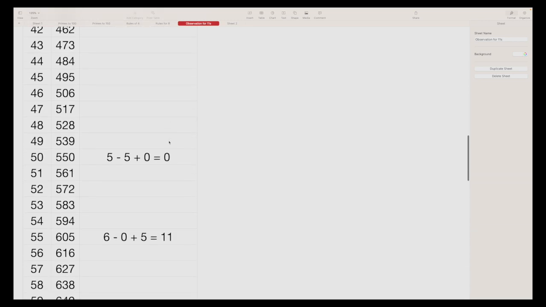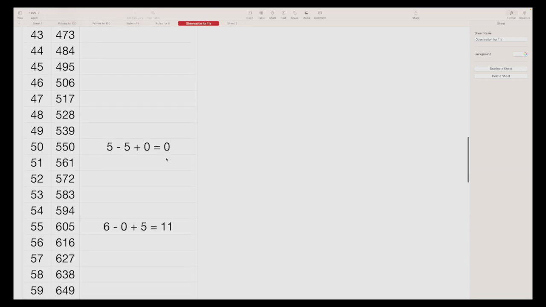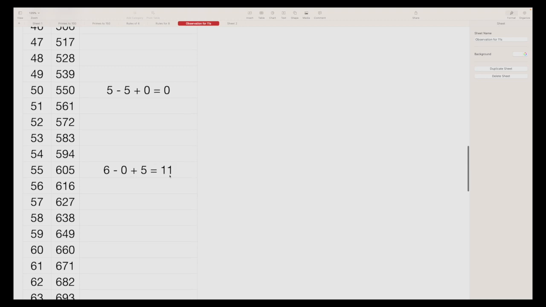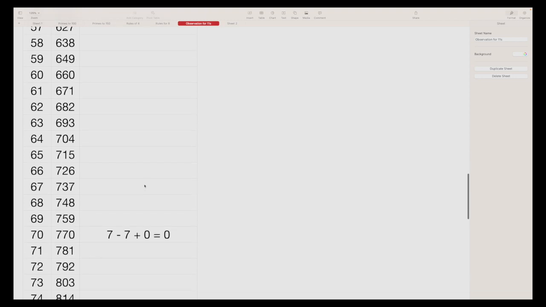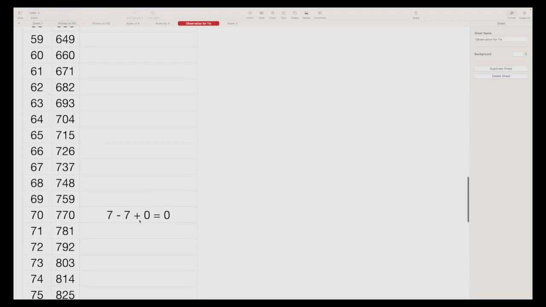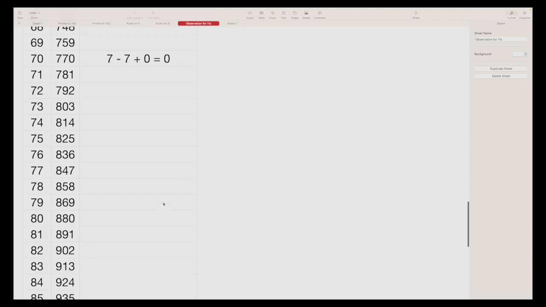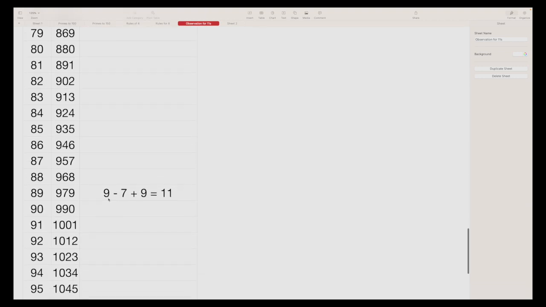It goes on down, it breaks down again. It now goes back to 0. We go down a little bit farther, it's back to 11. And we can do any one. 704 adds up to 11. And so we see that over and over again. All of a sudden, 7 minus 7 goes to 0. And even these bigger numbers, 9 minus 7 plus 9 goes to 11.